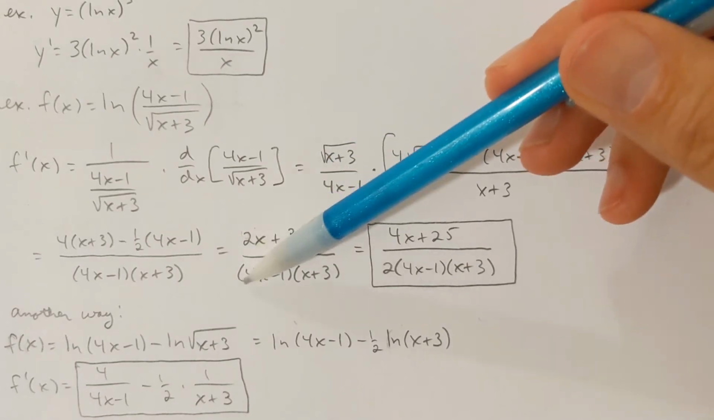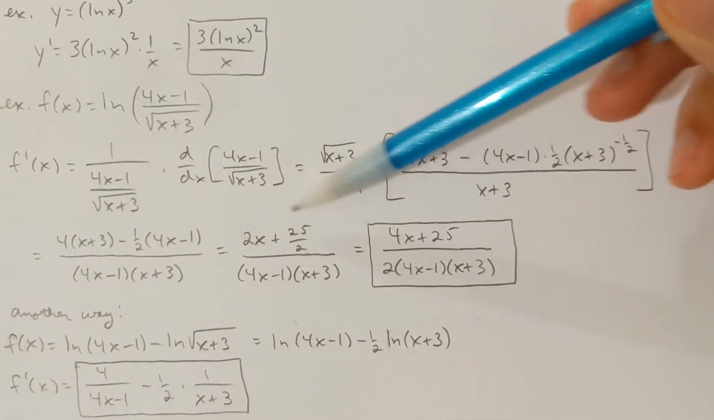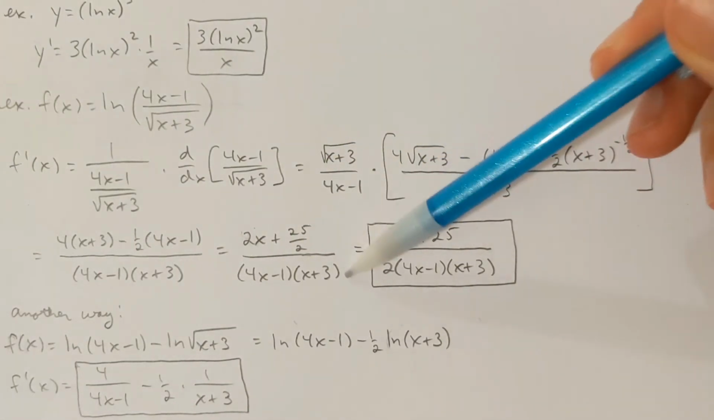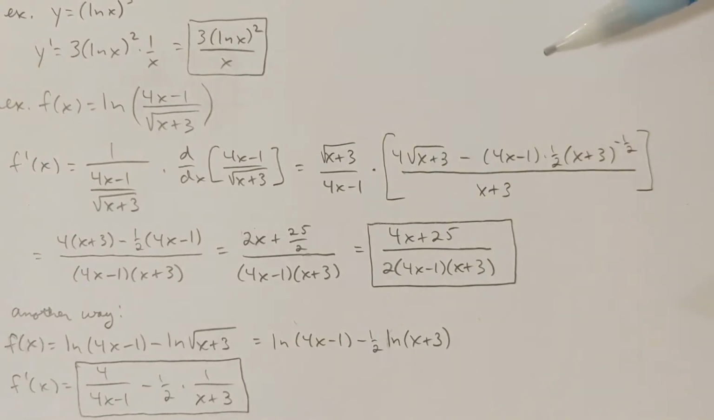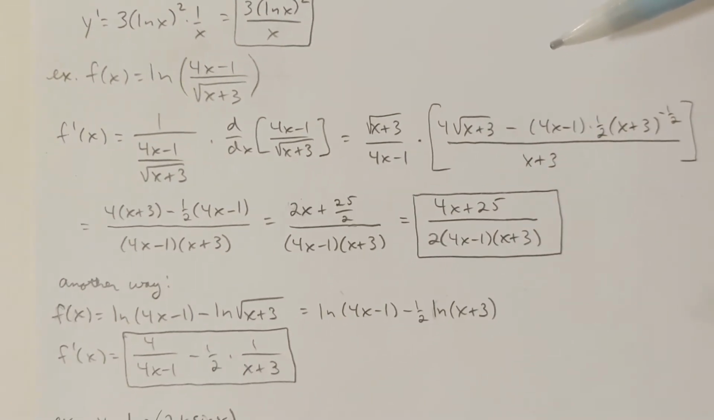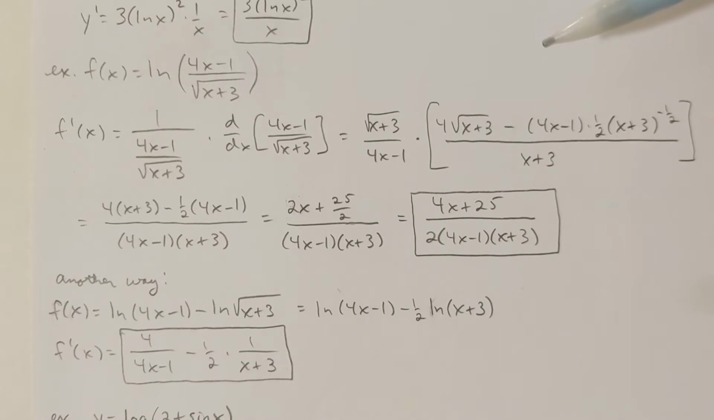I would be okay if you left it in this form. There's really no reason to multiply the top and bottom by 2. But now there's another way that you could have done this. And that is you could have used your laws of logarithms to begin.